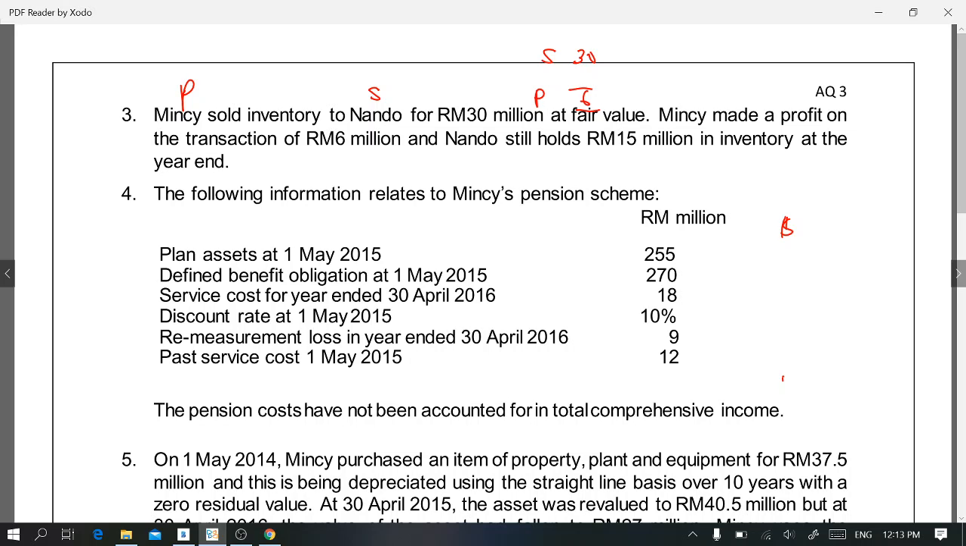Nando still holds 15, so the parent sold to the subsidiary. The subsidiary still holds half of it, which means half is still unrealized, the URP. The parent sold to the subsidiary 30 million, so it must be included in the sales and included in the purchase. So we must take out sales and purchase and adjust for the URP. Take out the unrealized profit, eliminate it.